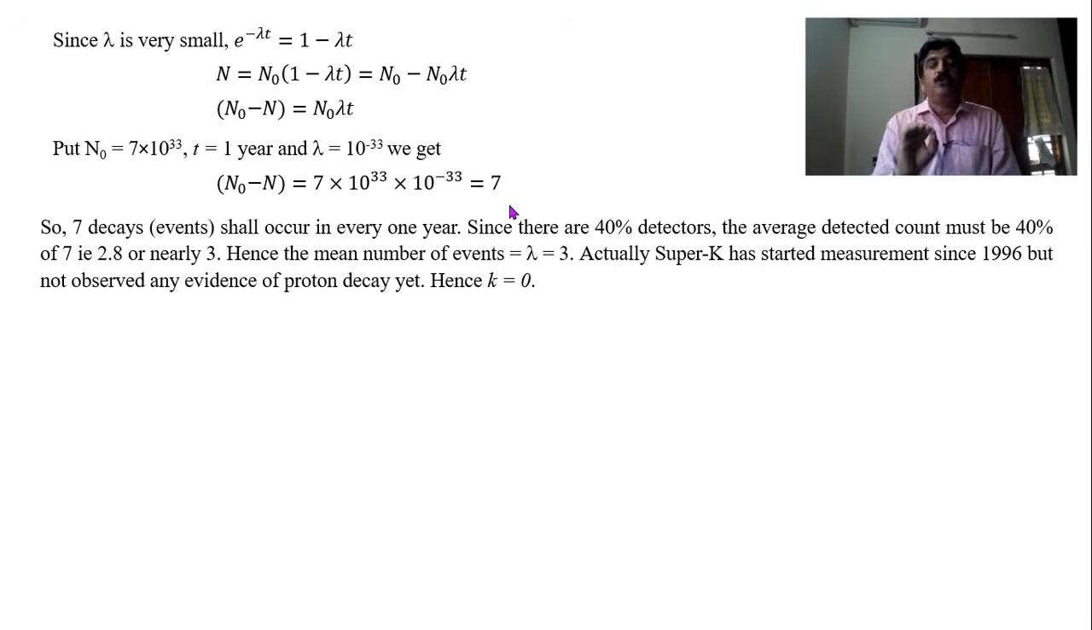Dear students, believe it or not, this experiment started in 1996. Even today they have not detected even a single decay. That means the counter has not detected even one until today. Even after 27 years, decay is 0. That means K is 0.